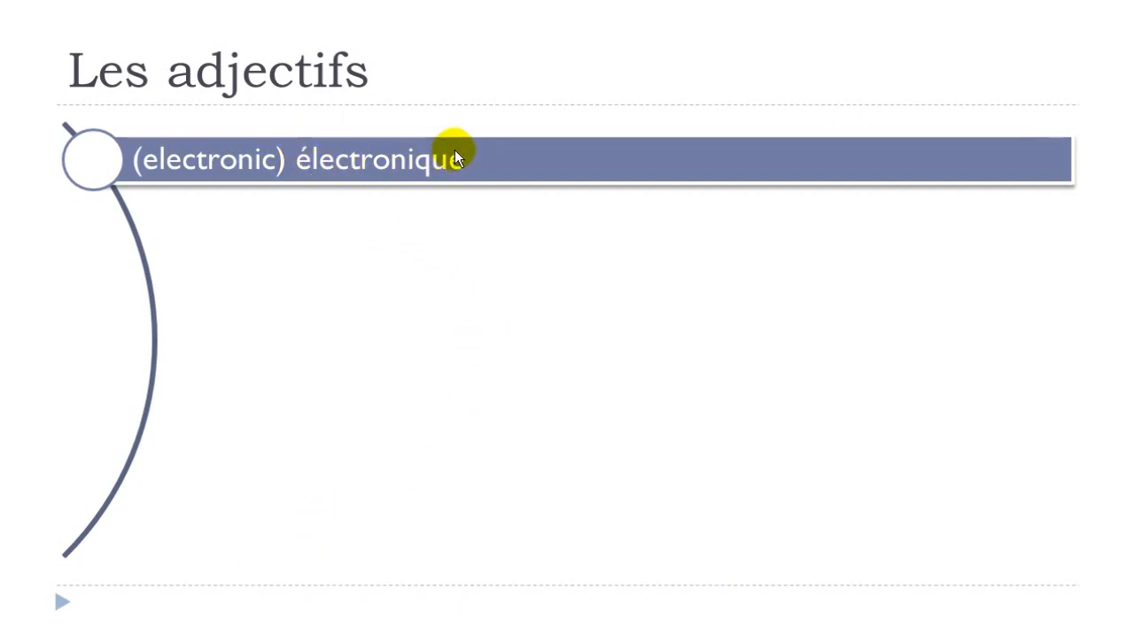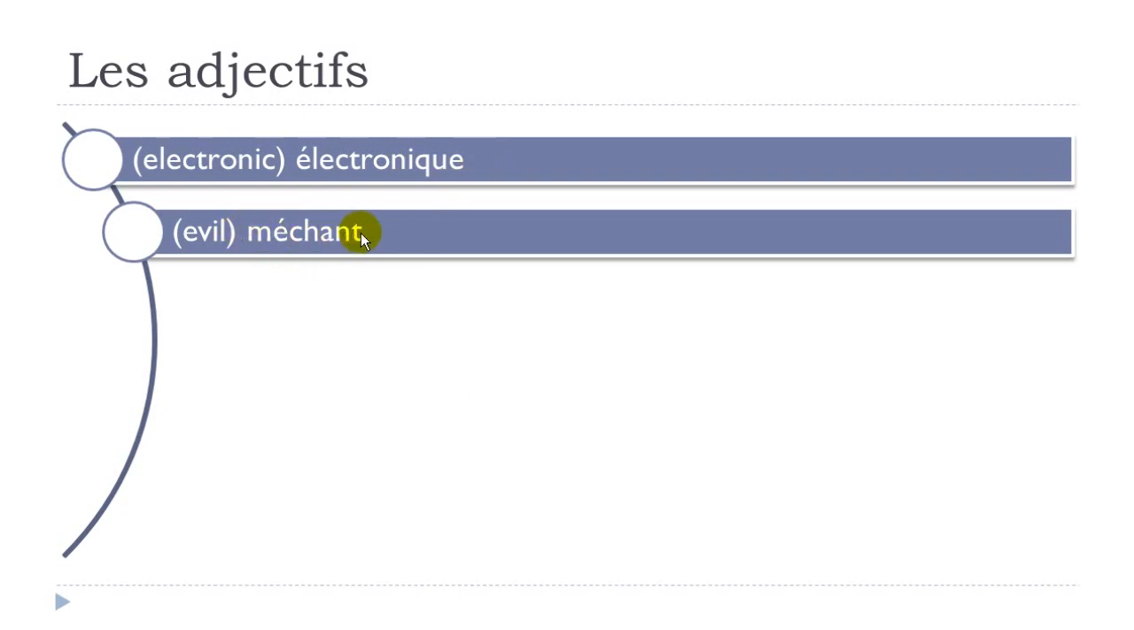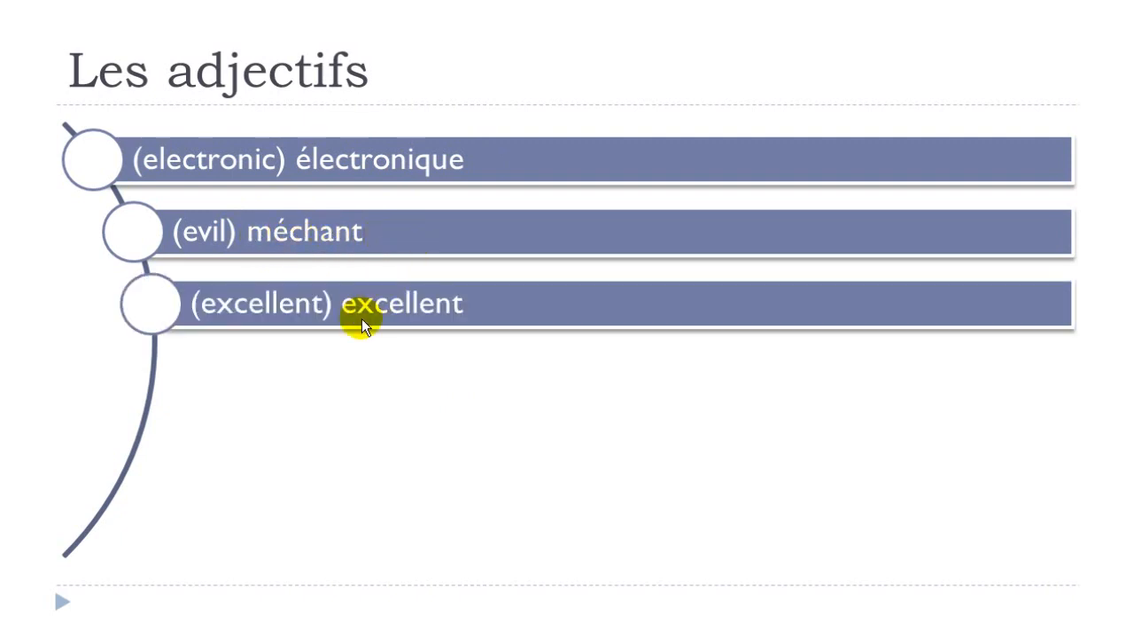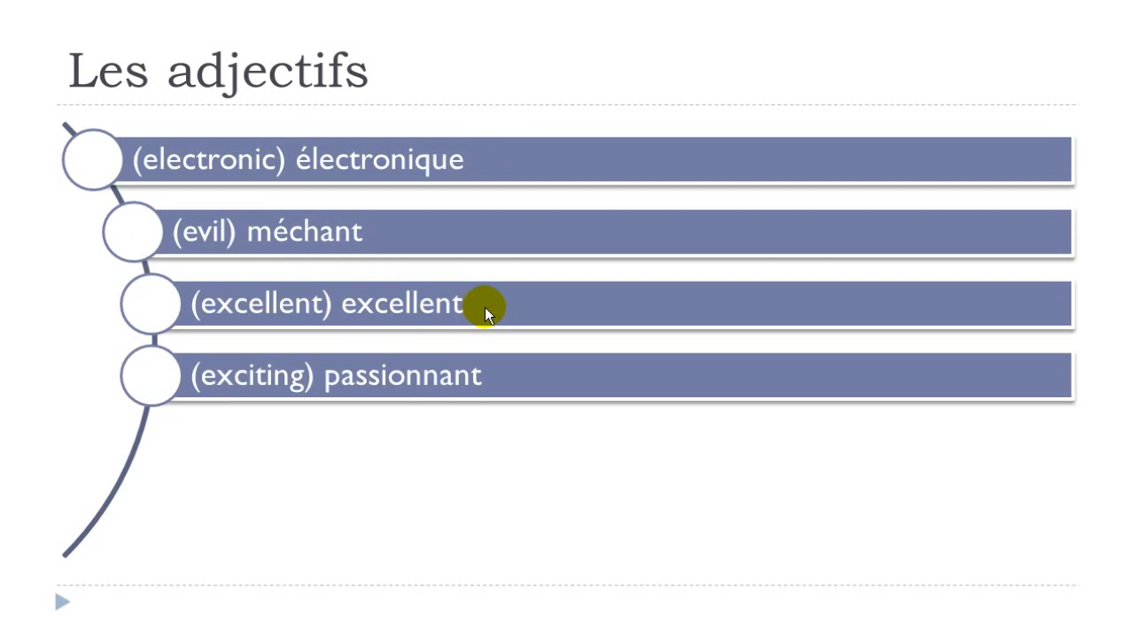Électronique. Okay, so as we saw previously, Q-U-E at the end, K. Okay, électronique. Méchant. Final T not pronounced. C-H together, sh. Méchant. Excellent. Remember, double L and E before, it will open the E. So, excellent. Passionnant. Final T not pronounced.